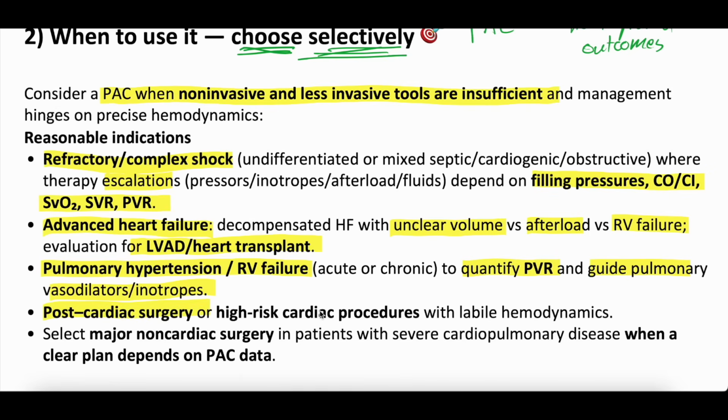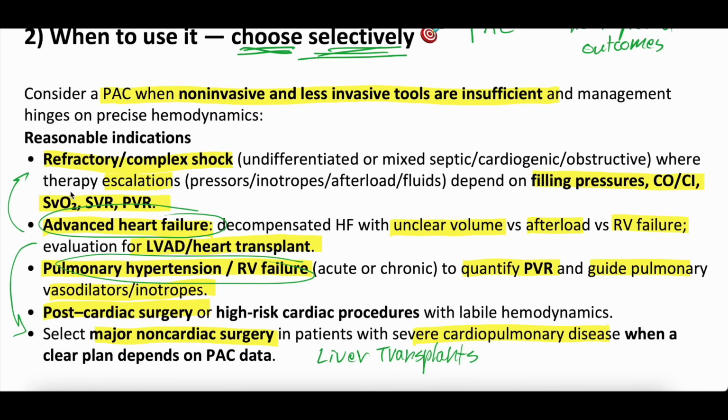Post-cardiac surgery, most of these patients have pulmonary artery catheters. And then select major non-cardiac surgeries, right? In patients with severe cardiopulmonary disease, sometimes liver transplants, right, have a pulmonary artery catheter coming out of the operating room. So some non-cardiac post-operative patients can benefit. But I'd say the most common is advanced heart failure and cardiogenic shock, as well as pulmonary hypertension. Next most common is probably cardiac surgery and non-cardiac surgery, and then after that is probably refractory or complex shock states.